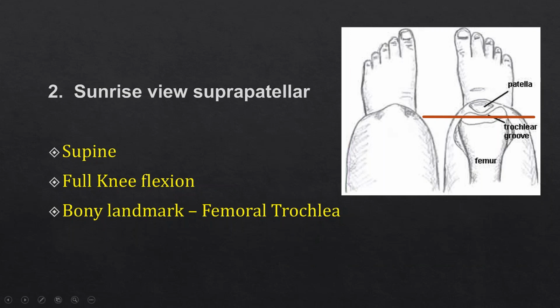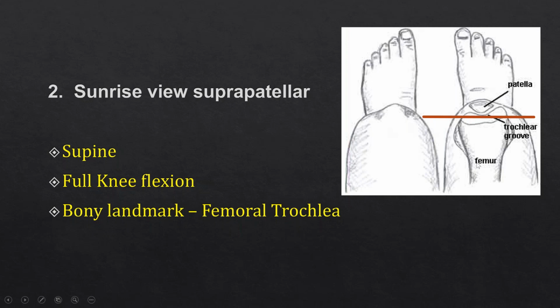And the reason for doing full knee flexion is because when the knee flexes, the patella moves distally, and you get this window where you can see the trochlear groove, or the area where there are articular cartilages. You put the probe transversely across this area here, and that gives us access to the cartilage and the joint area.